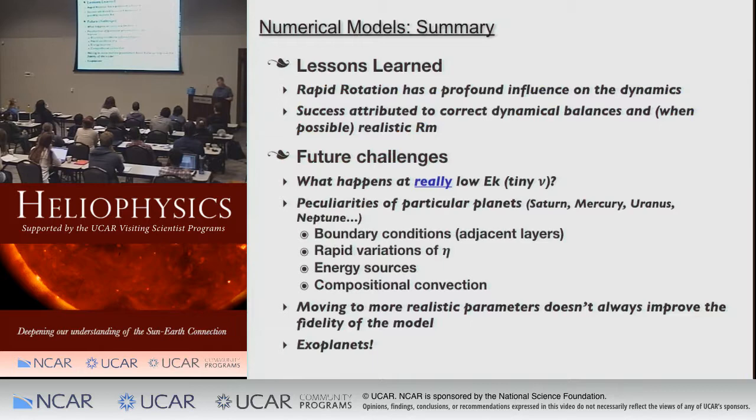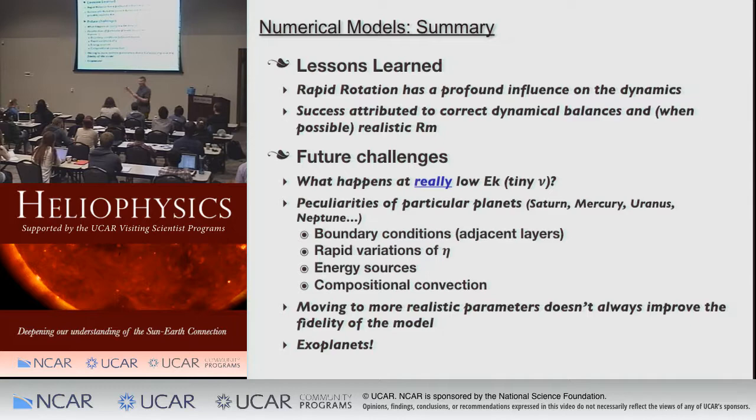All right, so some of the lessons learned from numerical models. Rapid rotation has a profound influence on the dynamics. We know that. And the success is attributed to the correct dynamical balances. If you can achieve this Mach balance and other things like thermal wind balance and a realistic magnetic Reynolds number, then they seem to do pretty well. But future challenges, again, really low Ekman number. We don't really know if we would get the same thing. If we could decrease the viscosity by 6 orders of magnitude, would we get the same thing, or 3 orders of magnitude?